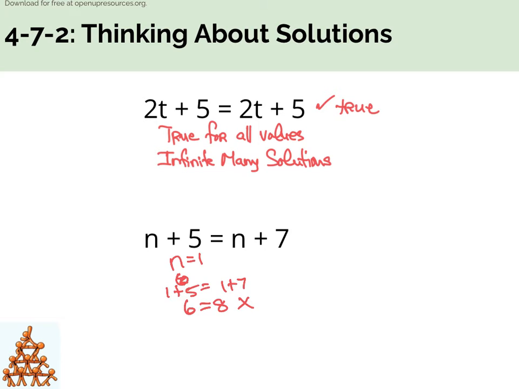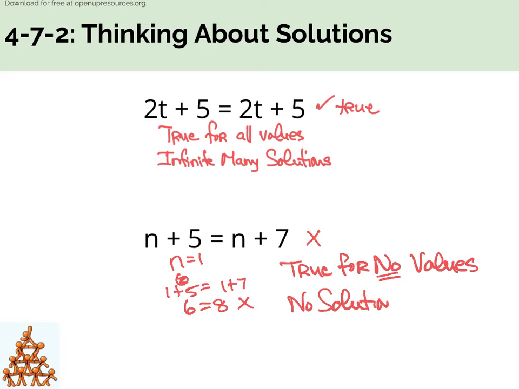So let's think about it. Is there any number I can put in there to make it true on both sides? Well, that answer is no. This is not true. So it is true for no values. There is nothing I can put in there to make both sides true, or there is no solution. Okay, so we can think about it as any of these. True for no values is the same as no solution. True for all values makes it so it's infinite many solutions.